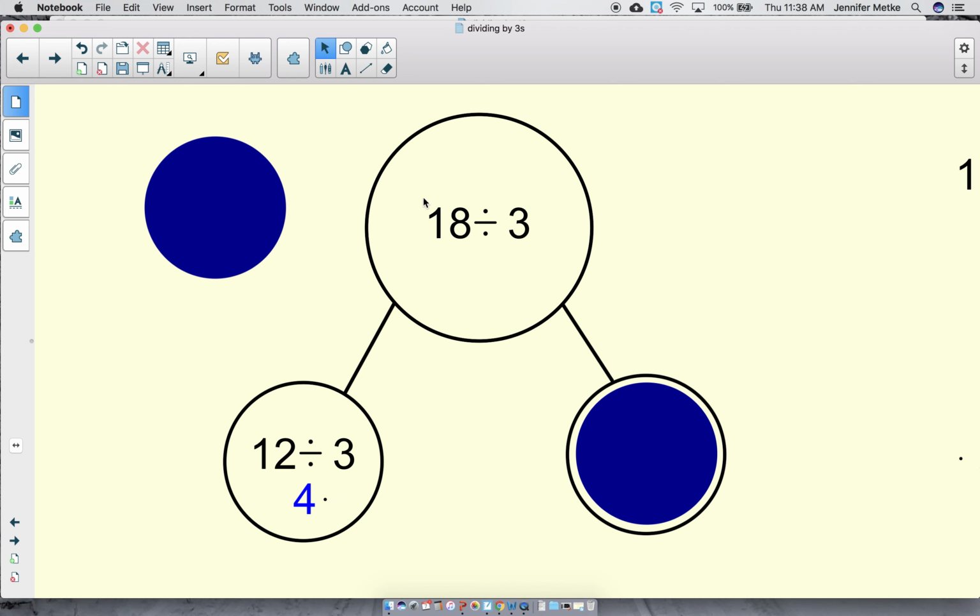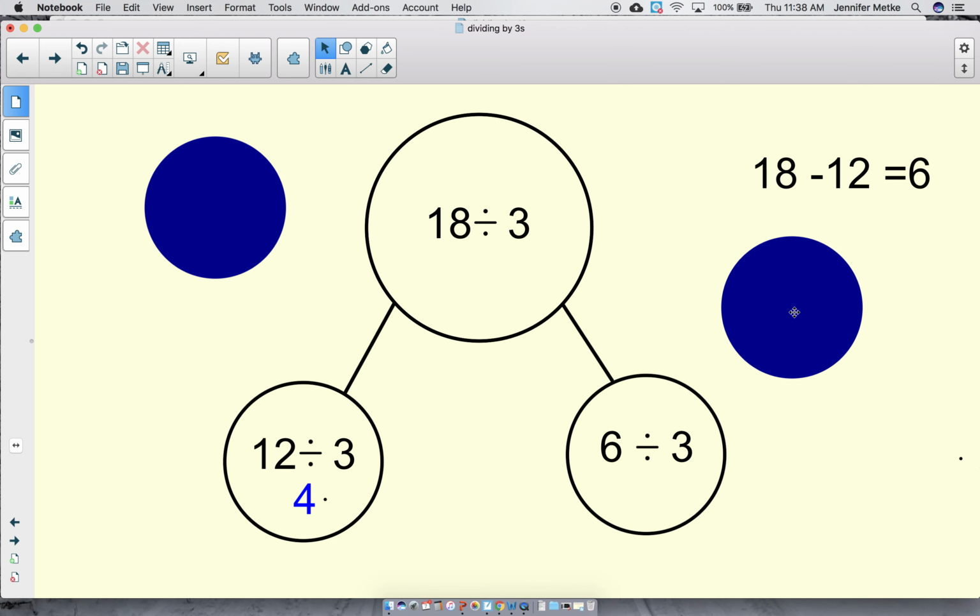So we've taken a part of this 18 divided by 3. We've taken 12 of it, and we've figured out that problem. Now I know I had 18, and I've used 12. That means there's 6 left in my total. So now I have to think, what's 6 divided by 3? And I know that 6 divided by 3 is 2. So if 12 divided by 3 is 4, and 6 divided by 3 is 2, I just have to add those together to know that 18 divided by 3 is 6.